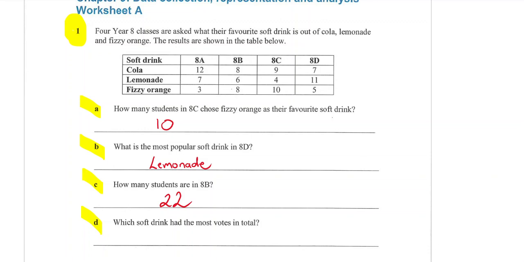Now do the next row. 7 plus 6 plus 4 plus 11. 28. And 3 plus 8 plus 10 plus 5. Okay, so which one has the most votes? Cola.